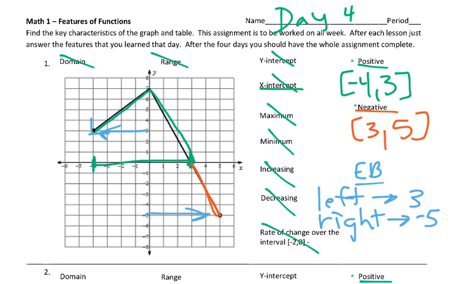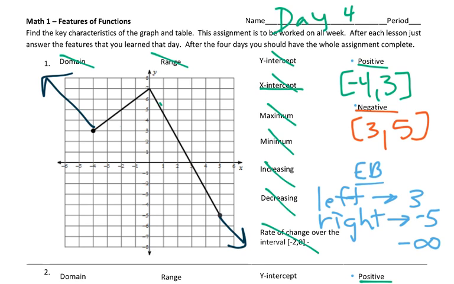Now remember, if I had arrows here, that would change the whole thing, wouldn't it? If this graph went up like this, and if this one kept going down, then as we went right, we'd be going to negative infinity, and as we went left, we'd be going to positive infinity. But that's only in those cases where we have functions that are continuous and they keep going.